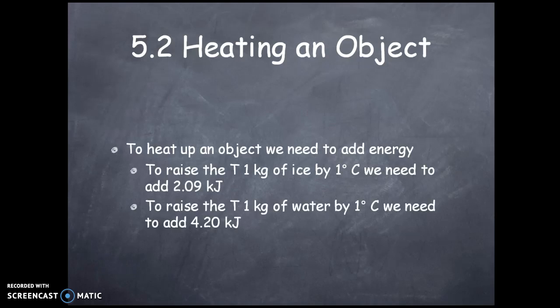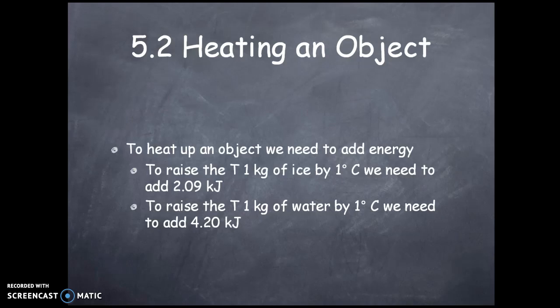Heating an object. To heat up an object, we need to add energy. So in order for any object to get hot, we need to supply more energy. In order to raise the temperature of 1 kilogram of ice at 0 degrees Celsius by 1 degree Celsius, that means you want to make the ice temperature 1 degree Celsius, we need to supply 2.09 kilojoules of energy.